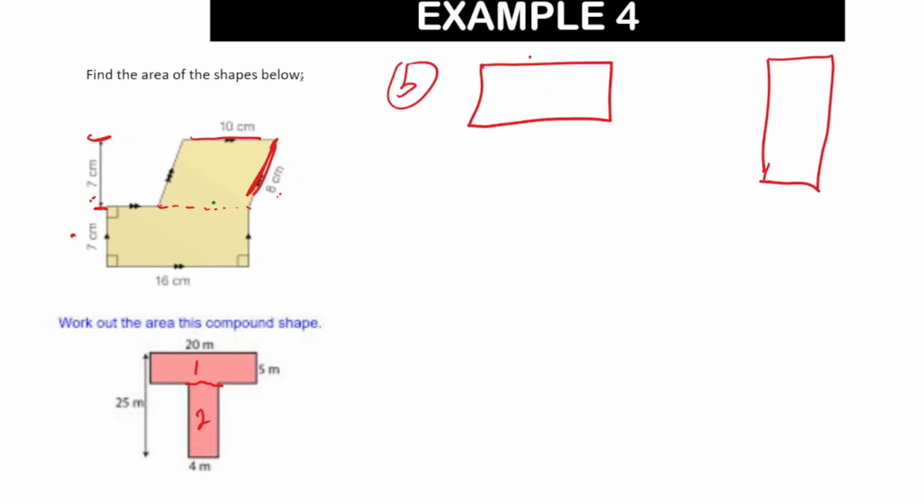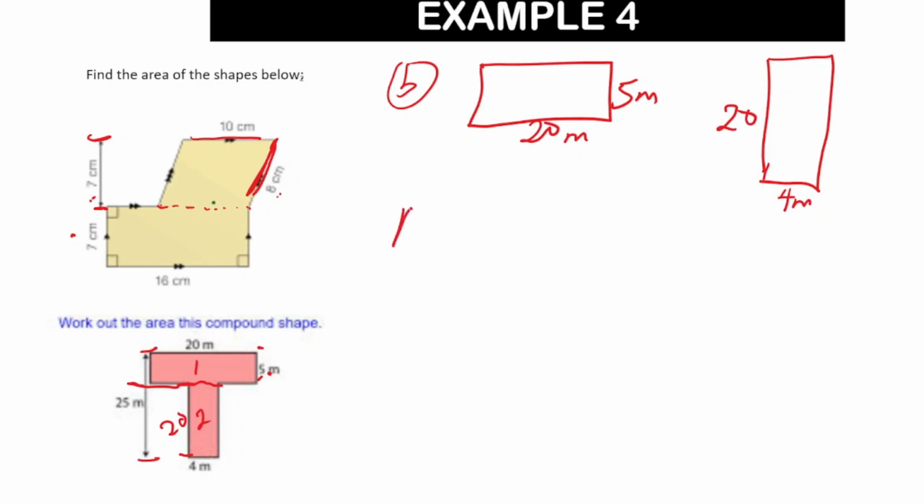So the dimension of this one is 20 by what? By 5 meters. And the second one is 4 meters by what? Now, what you are going to notice here is this. You can see from here to here is 25, while from here to here is 5. So which means from this place to this place will be what? 20. That is 25 minus 5. So this will become 20. I hope this is clear now.